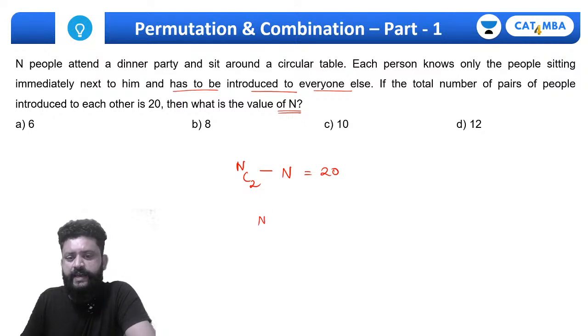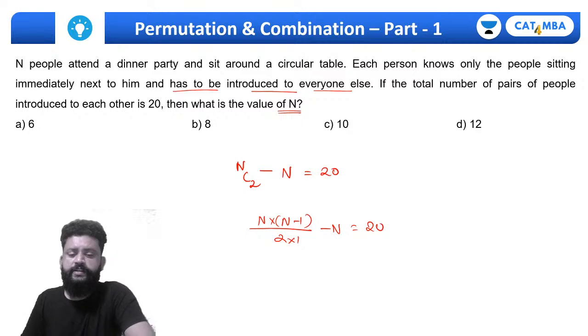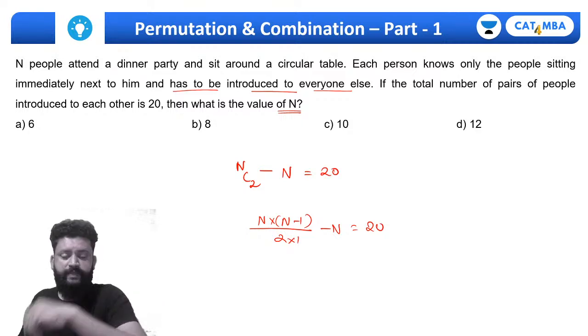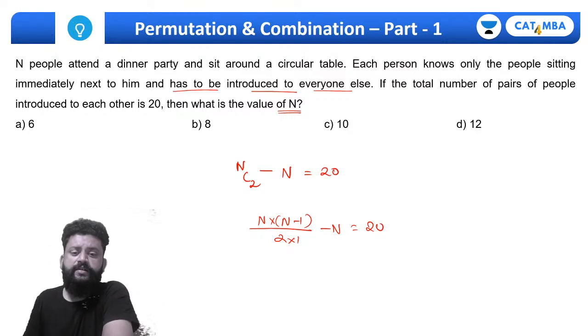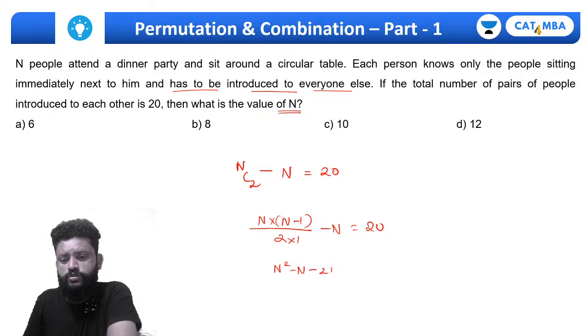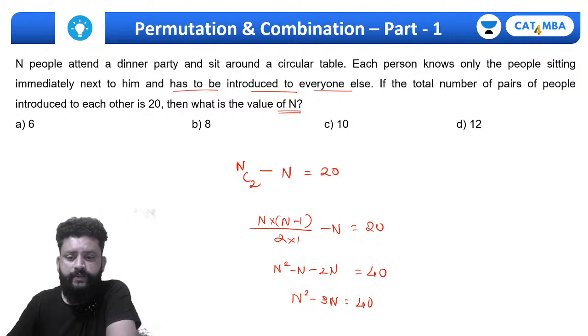So nC2 will be n into n minus 1 upon 2, minus n, has to be 20. That's the traditional way to solve, and you can go even by the answer options. That's the other way. So n square minus n minus 2n must be equal to 40. So n square minus 3n has to be 40. So n into n minus 3 has to be 40.